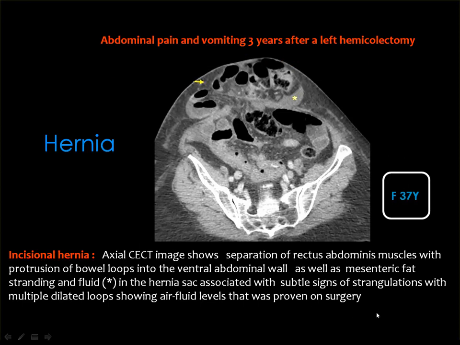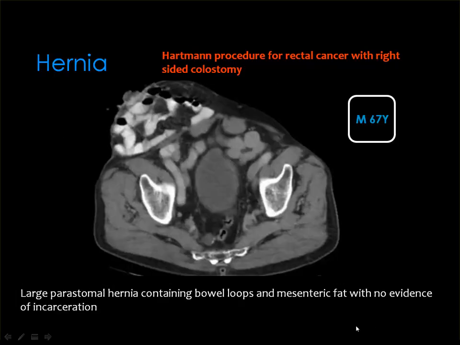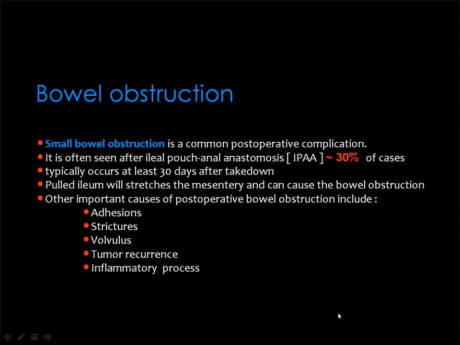Then hernia may complicate some of the abdominal surgeries, including this type of surgery, and you get a displacement of the bowel loops inside the hernial sac. The bowel loops may be incarcerated and may show some fluid levels denoting incarceration. But here you can see the bowel loops outlined by orally administered contrast material with no signs of incarceration.